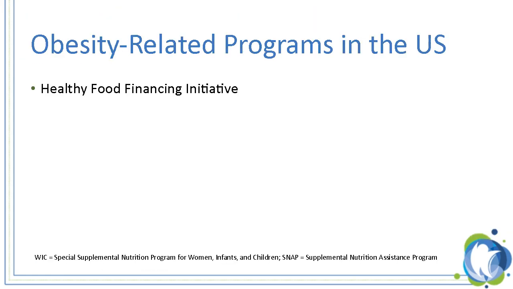The Healthy Food Financing Initiative is a USDA program that provides loans, grants, and technical assistance to improve and support access to fresh, healthy, and affordable food in urban and rural underserved communities. I can give an example of this. At El Rio, we are partnering with an organization that has some of this money from the USDA to provide CSA model produce for El Rio patients.